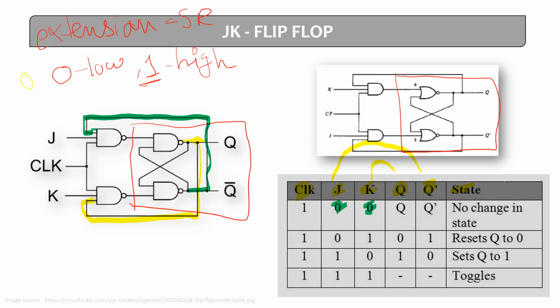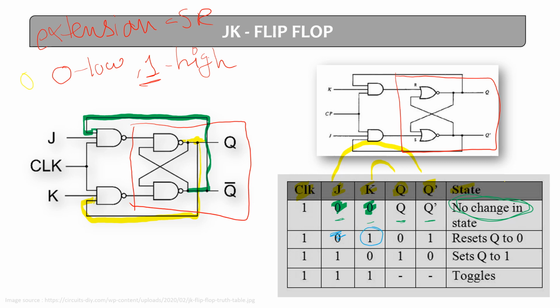Okay, so it means that if I have this 0 and 0, of course my Q will remain the Q and Q dash remain the Q dash only. So there is no change in the state, whatever the state it is, because everything will remain the same, because we are applying the low voltage or no voltage, right? Okay, now the second combination, this 0 and 1.